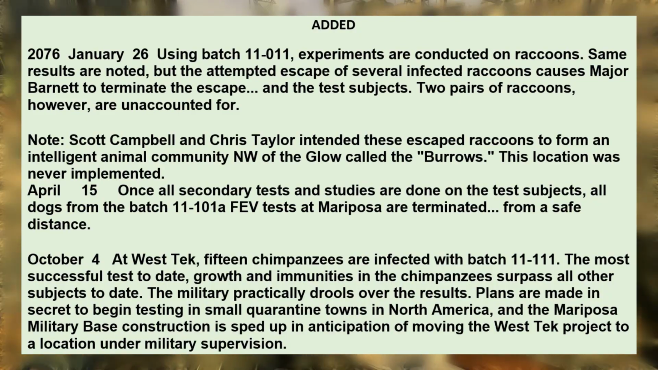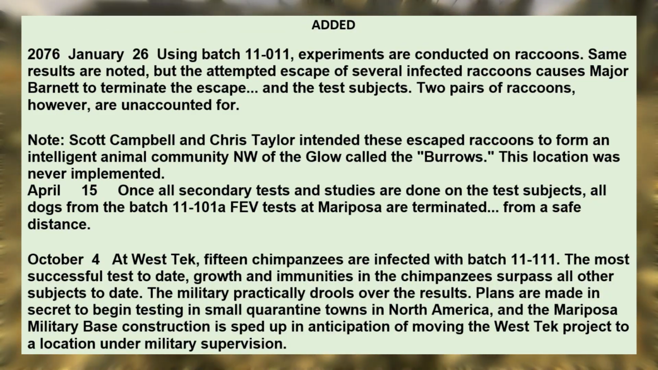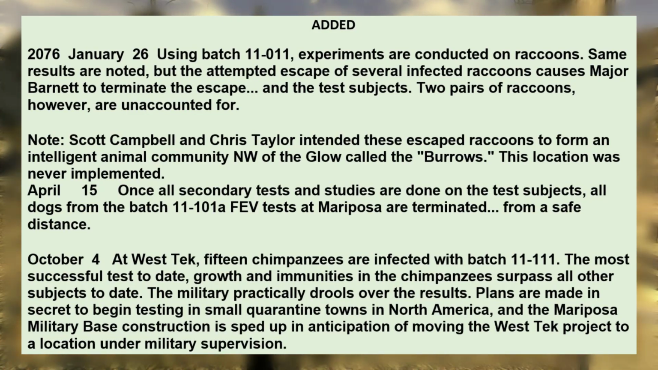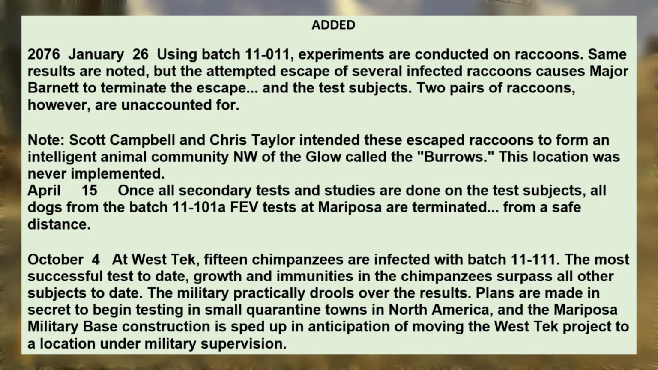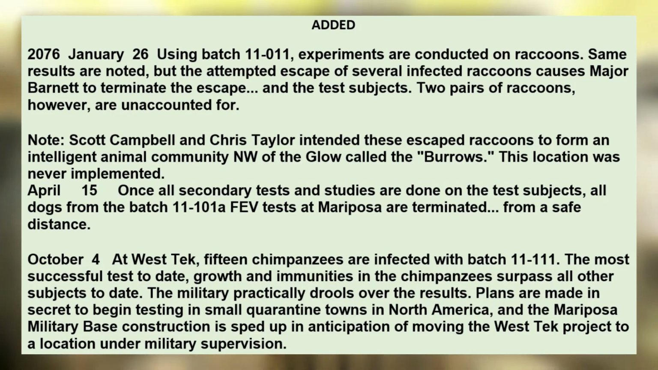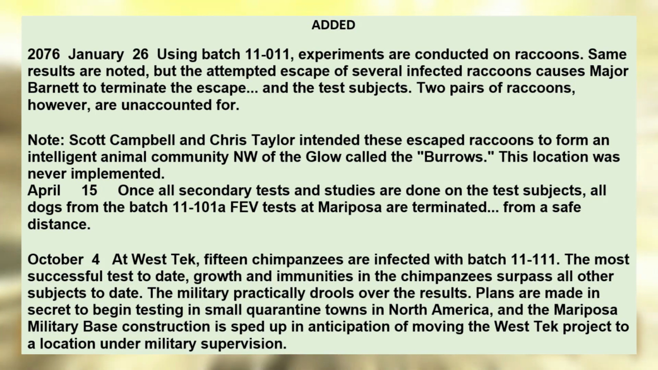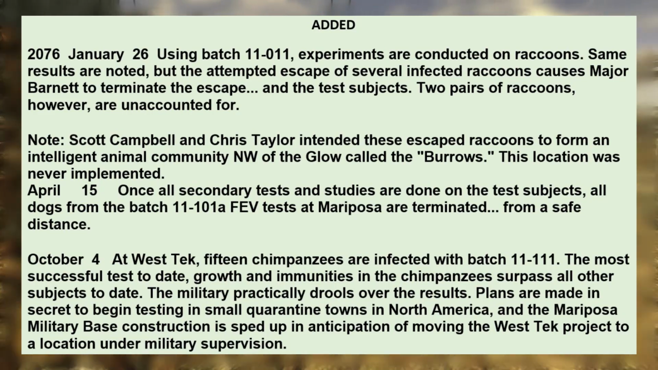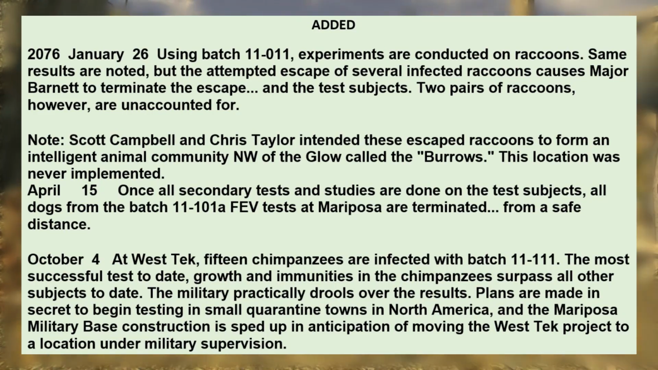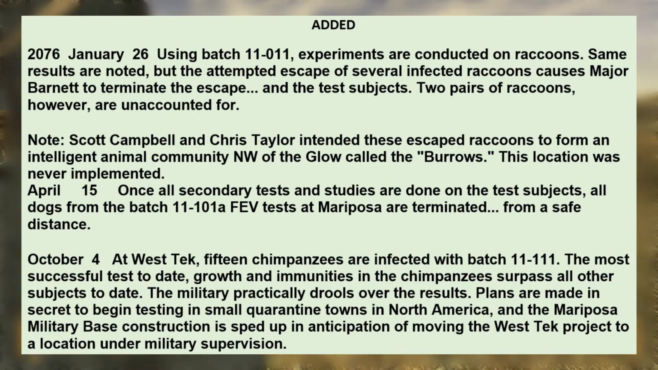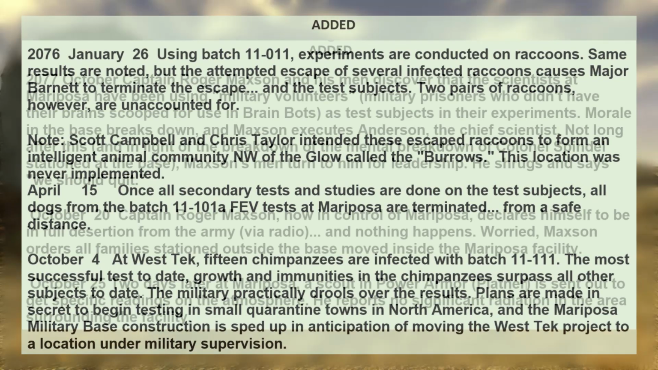April. Once all secondary tests and studies are done on the test subjects, all dogs from batch 11-101A FEV tests at Mariposa are terminated from a safe distance. October. At West Tech, 15 chimpanzees are infected with batch 11-111. The most successful test to date, growth and immunities in the chimpanzees surpass all other subjects to date. The military practically drools over the results. Plans are made in secret to begin testing in small quarantine towns in North America, and the Mariposa military base construction is sped up in anticipation of moving the West Tech project to a location under military supervision.